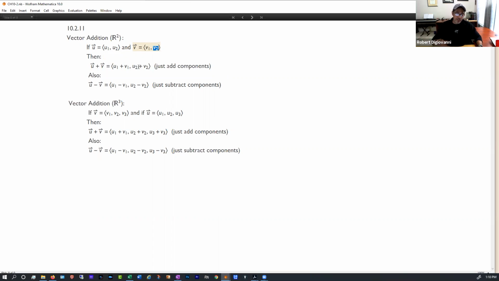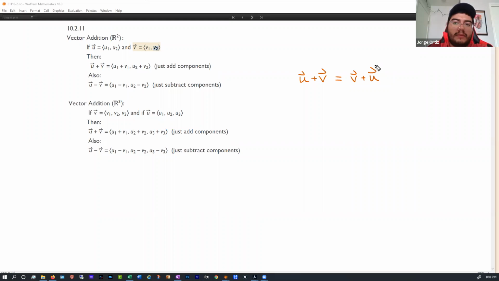And if you subtract two vectors, it's the same thing except you subtract the components. Now, let me ask you, is addition of vectors commutative? In other words, is u plus v always going to be the same as v plus u? What do you think? Yes. Does vector addition commute? I heard yes. Now why would that be true?